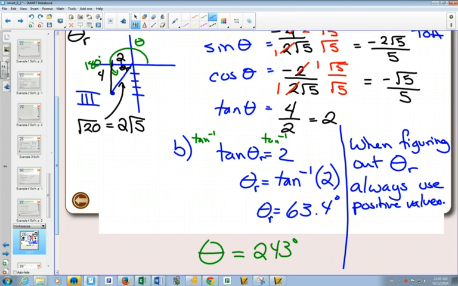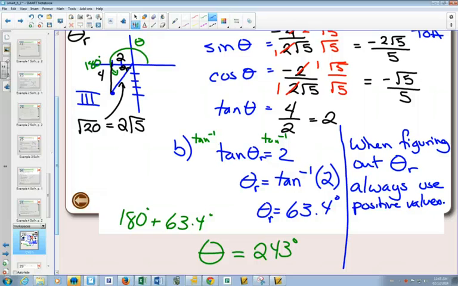So when we're figuring out a reference angle, what we're trying to do is go back to the triangle that we drew. We're thinking about this as a regular triangle with positive side lengths. That'll give us this little black angle, the reference angle. Then we can go and say, what was the actual angle in quadrant 3? It would be 180 plus that reference angle, which is 63.4.